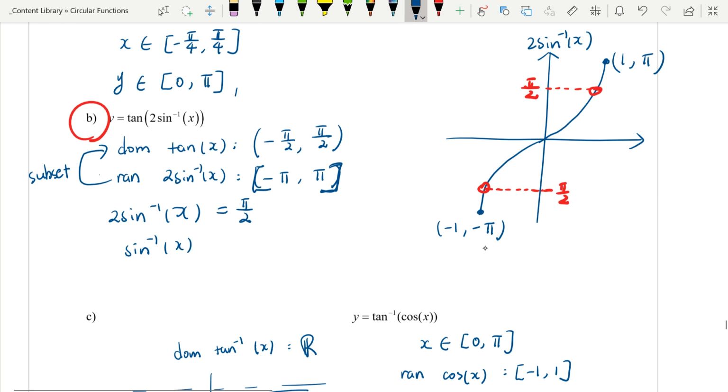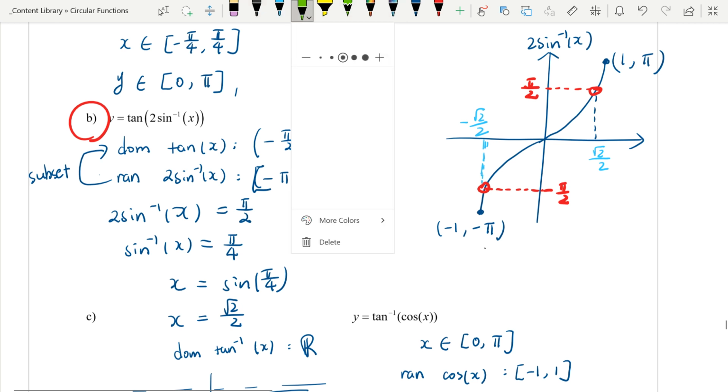Sine inverse x equals pi/4. So what does x equal to? x is sine pi/4, and x is root 2 over 2. So this point is root 2 over 2. Yeah, this point is root 2 over 2. Then by symmetrical property, this point must be negative root 2 over 2. Okay, so that's this point. So the part I can take is this middle part here, this green part, which is the successful part.